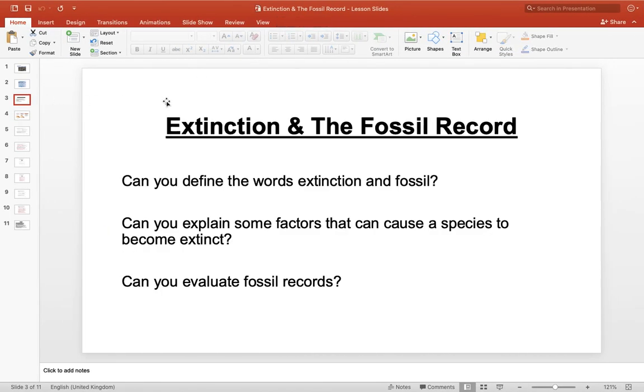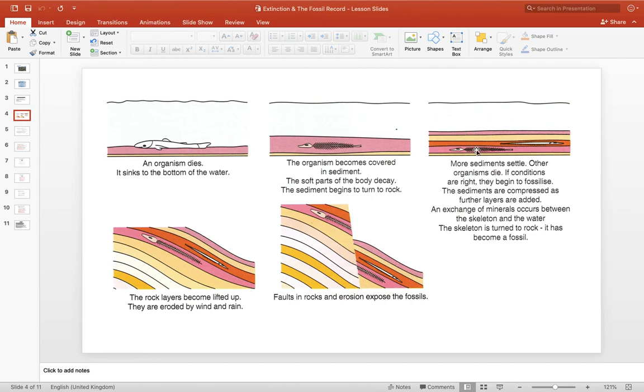So, you should now be able to define the words extinction and fossil. You should be able to explain some factors that can cause a species to become extinct, and you should be able to look at a fossil record and determine which ones are older and which ones are newer. Remember, the lower down in the ground a fossil is found, the older it is.